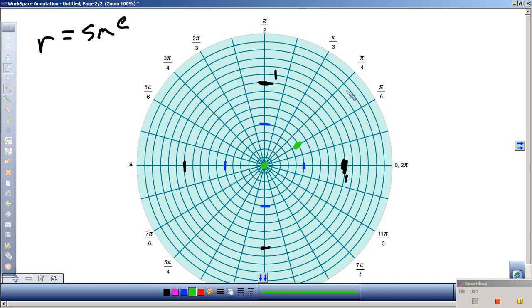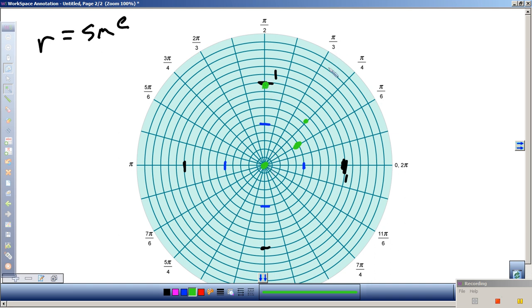If we went to, say, pi over 4, what is sine of pi over 4? Root 2 over 2. What is that in decimal approximation? 1.4 divided by 2, 0.7. So in the direction of pi over 4, we're going out 0.7. So this is 0.5, that's 1, so it would be somewhere around here. The blue marks are just indicating this is half. Okay? If we went to pi over 2, what is sine of pi over 2? 1. So we know it goes out here.